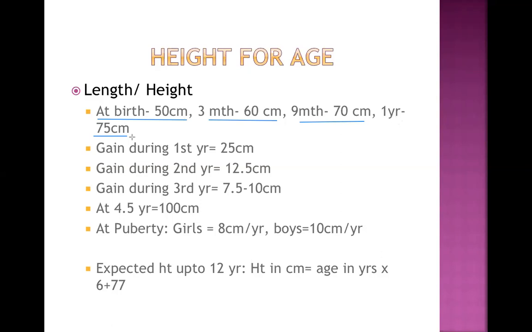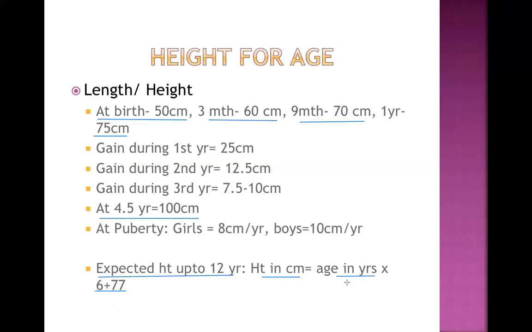After that, I'll directly move on to 4.5 years. At 4.5 years of age, the baby reaches 100 centimeter. So these are the special points which your teacher may ask you. Now see here, this is one small formula which tells us the expected height up to 12 years of age. If you can remember, it is good for you. Height in centimeter is calculated by age in years multiplied by 6, and we add 77 there.